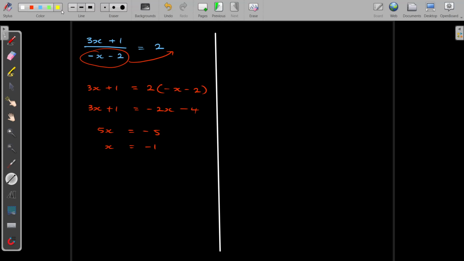Alright, so what we had was the modulus of 3x plus 1 over x plus 2 being equal to 2. So I'm going to be squaring both sides. So let's square both sides and see if we end up with the same answer.